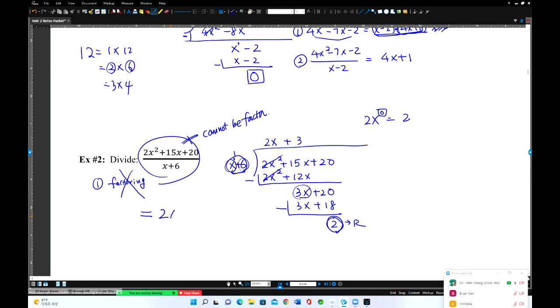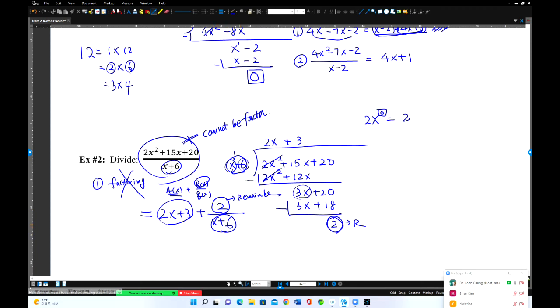The result is the quotient plus the remainder over x plus 6. This is Ax plus P(x) over Q(x), right? This is the quotient, this is the remainder. You still keep the divisor like this one. But the actual remainder is 2, not 2 over x plus 6, okay?